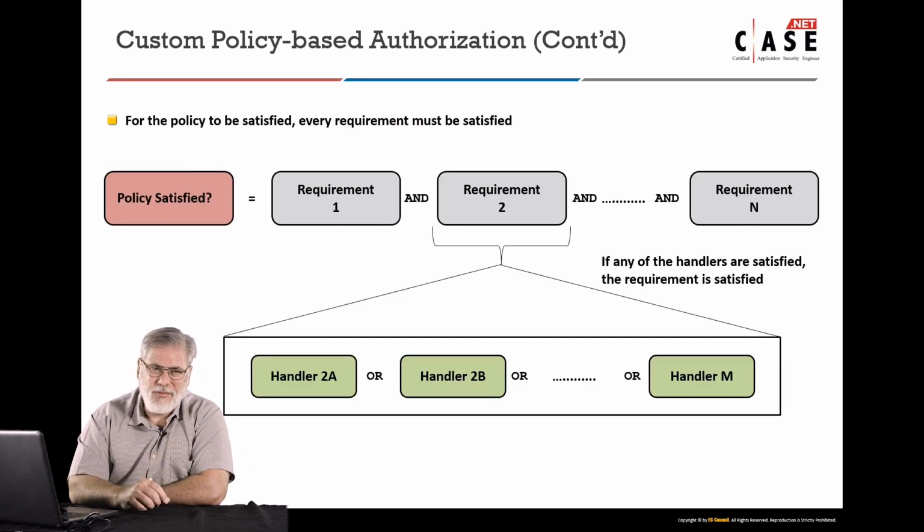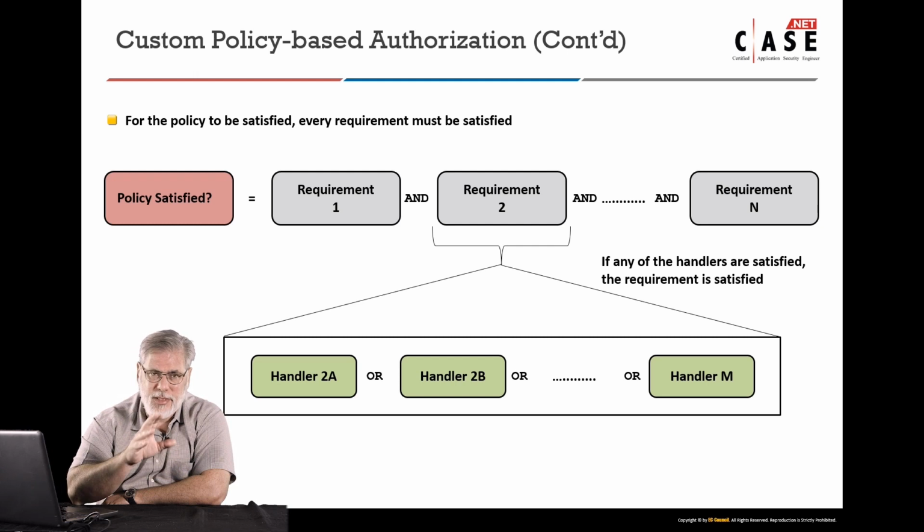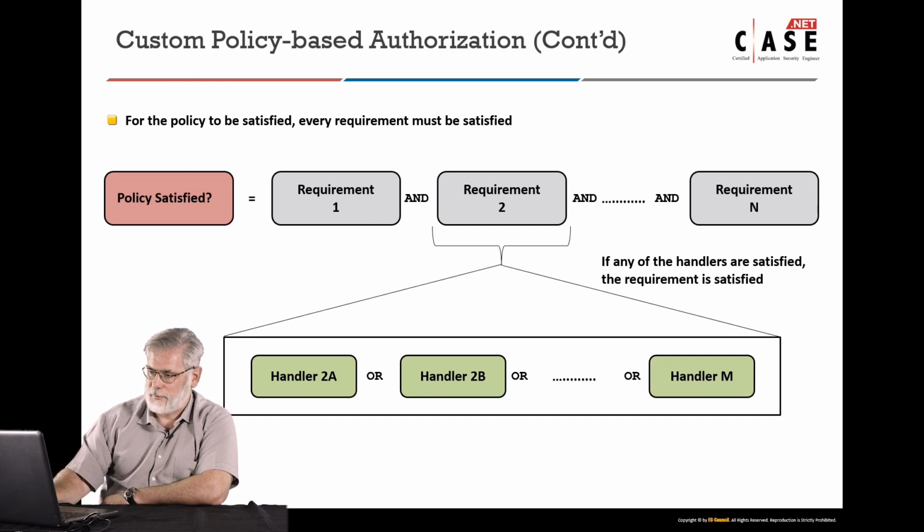This flow chart kind of clarifies what we were just talking about. We start from, is the policy satisfied? Well, we look at the requirements. Now notice these are and statements. Requirement 1, requirement 2, requirement 3, all have to be satisfied. But to satisfy a requirement, and the chart shows you requirement 2, any of the handlers, handler 2A or 2B all the way out to handler M, if any of those are satisfied, then the requirement is satisfied.